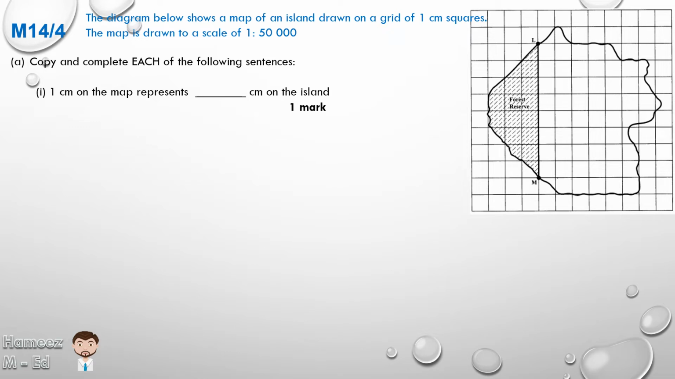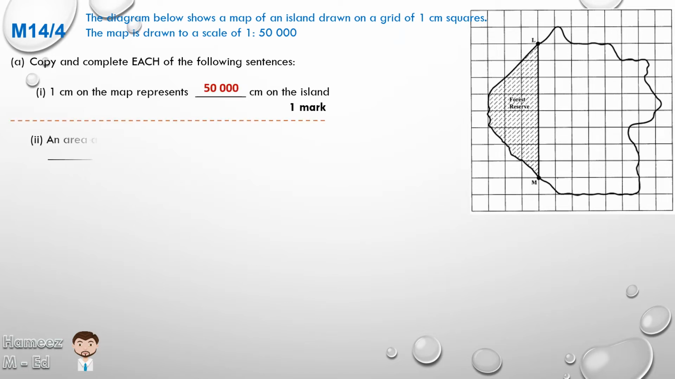Since the scale tells us it's 1 to 50,000, that ratio works for any unit you want to use. So if we say 1 kilometer on the map, that would be 50,000 kilometers in real. 1 meter on the map would be 50,000 meters in real. And of course, kilometers and meters are too large to fit on a map. This question, part 1, asks us for 1 centimeter on the map. So that will be 50,000 centimeters on the island.